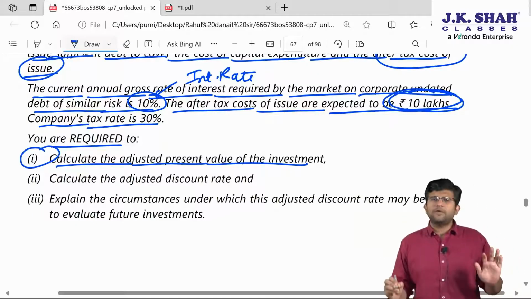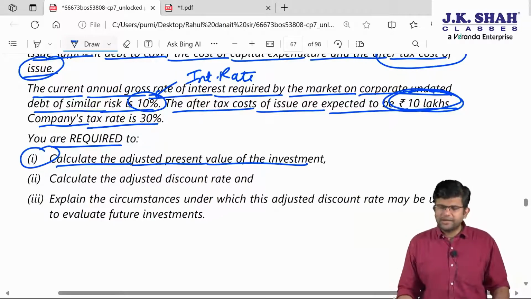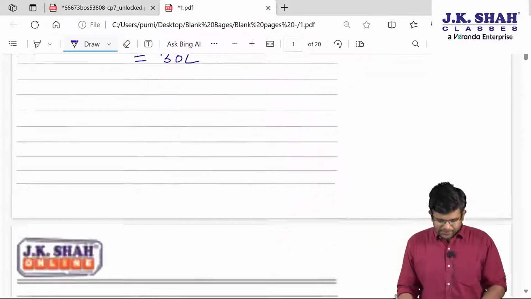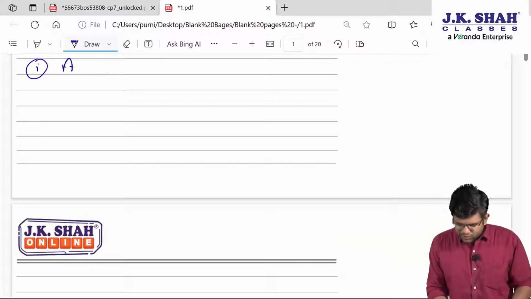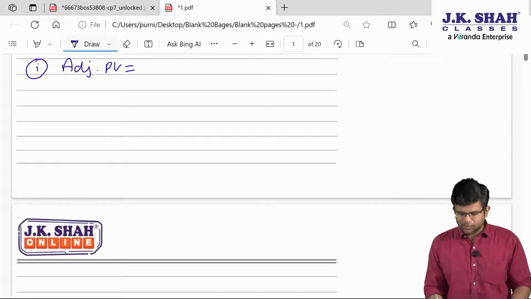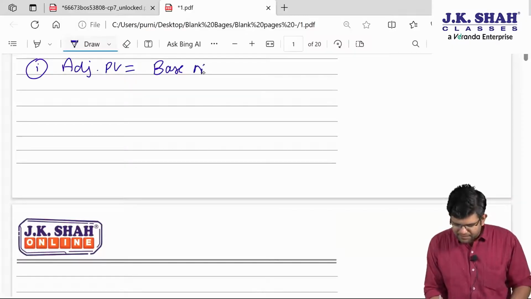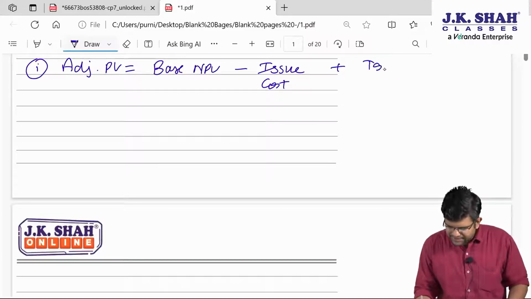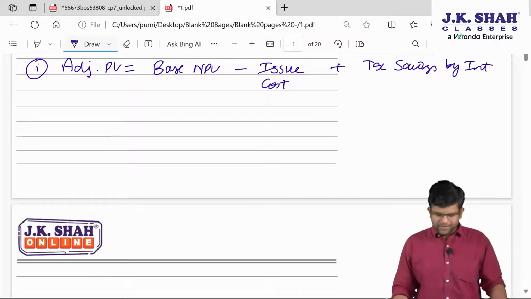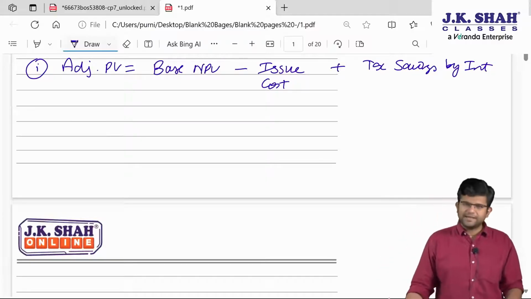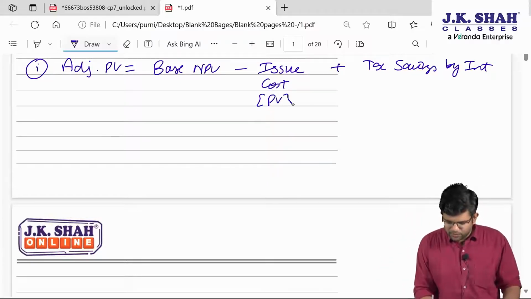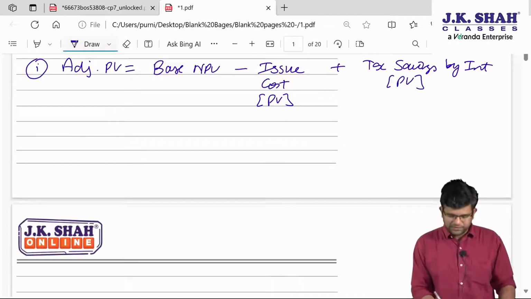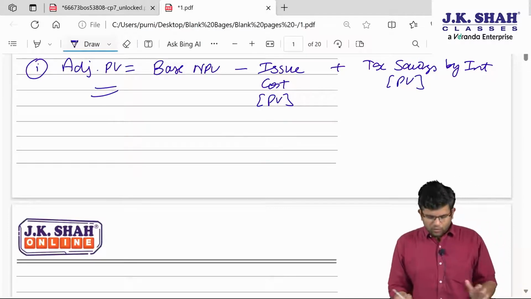Now, I'll first of all tell you what is the formula of adjusted present value, then I'll explain to you the logic, okay? See, they are saying that adjusted present value is equal to base NPV minus issue costs plus tax savings by interest. Okay, base NPV minus issue cost plus tax savings by interest. Of course, everything has to be in present value terms, right? Because we are finding the present value, right? So now what is all of this?